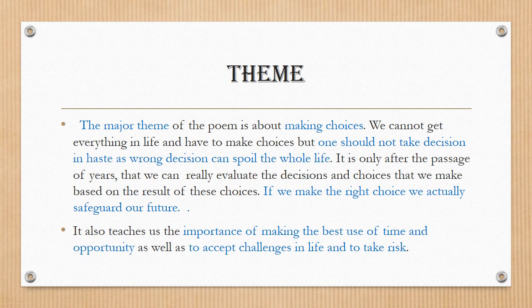Let's take a look at the theme. The major theme of the poem is about making choices. We cannot get everything in life, and so we have to make choices. But one should not take decisions in haste, as a wrong decision or choice can spoil the whole life. It is only after the passage of years that we can really evaluate the decisions and the choices that we make, based on the results of these choices.